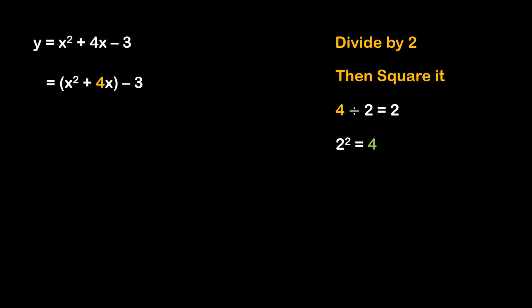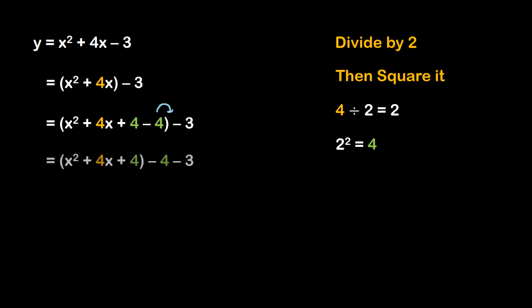So we know that we have to both add and subtract 4 from the expression in the brackets. We can then carry the negative 4 outside of the brackets. We know that negative 4 minus 3 is equal to negative 7, so we can simplify the expression as follows.